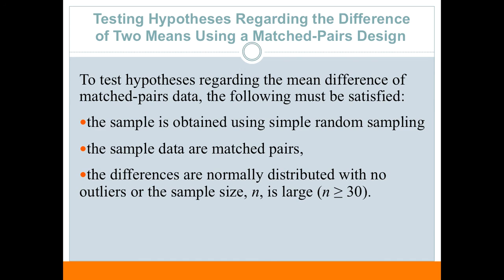So, in order to test hypotheses regarding the mean difference of matched pairs data, the following has to be true. The sample has to be obtained using simple random sampling, the sample data have to be matched pairs, and the differences need to be normally distributed without any outliers, or the sample size has to be large enough, n greater than or equal to about 30.